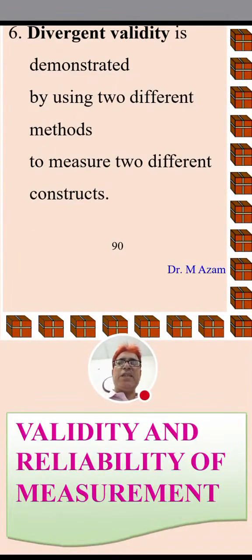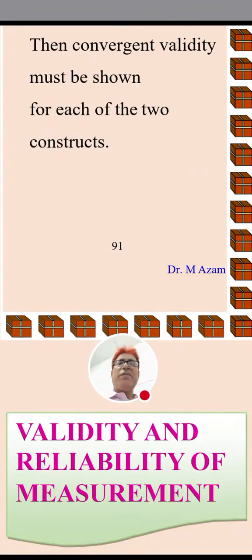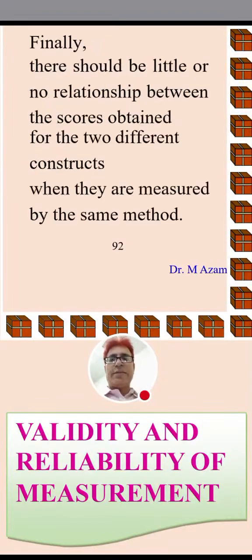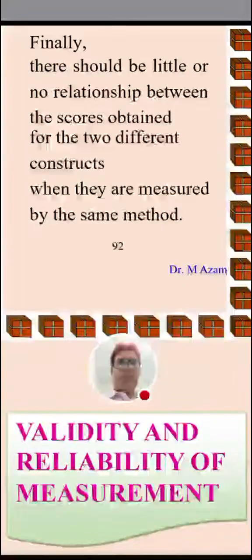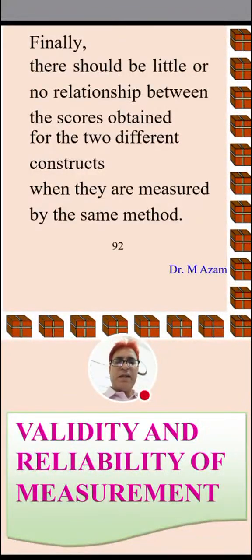Divergent validity is demonstrated by using two different methods to measure two different constructs. Then convergent validity must be shown for each of the two constructs. Finally, there should be little or no relationship between the scores obtained for the two different constructs when they are measured by the same method.